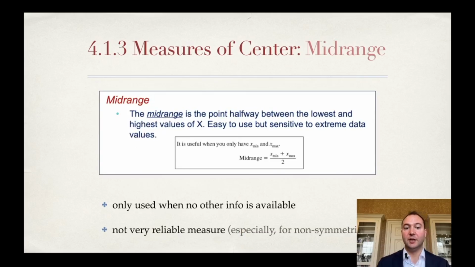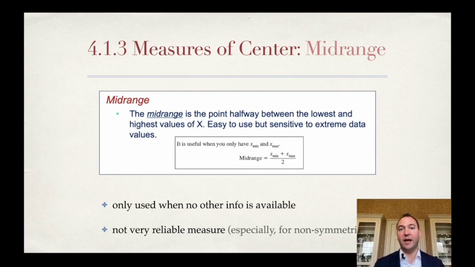Next, the mid-range. The mid-range is not quite as useful as the median, but the mid-range can give us a general idea if we don't have a lot of information about our sample. The mid-range is simply the middle point between the maximum and minimum value of our data. It's only used when there's no other information available. So it's not a very reliable measure. Why? Because if our data is skewed toward one side or the other, then the midpoint is actually not very representative of the data.